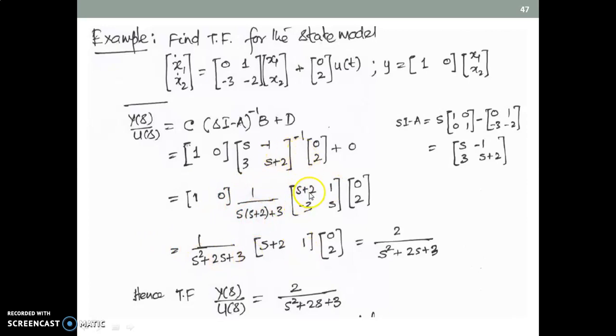Now see what you will get. This one we are keeping the same. It is a row matrix. Just find here 1 into s plus 2 plus 0 into minus 3.